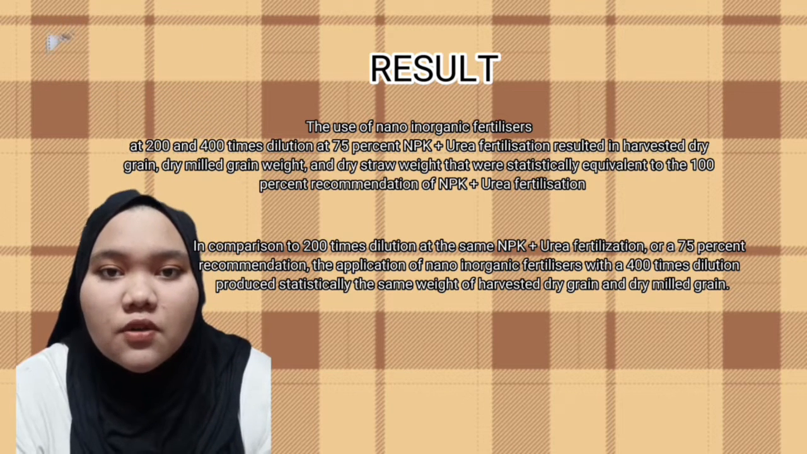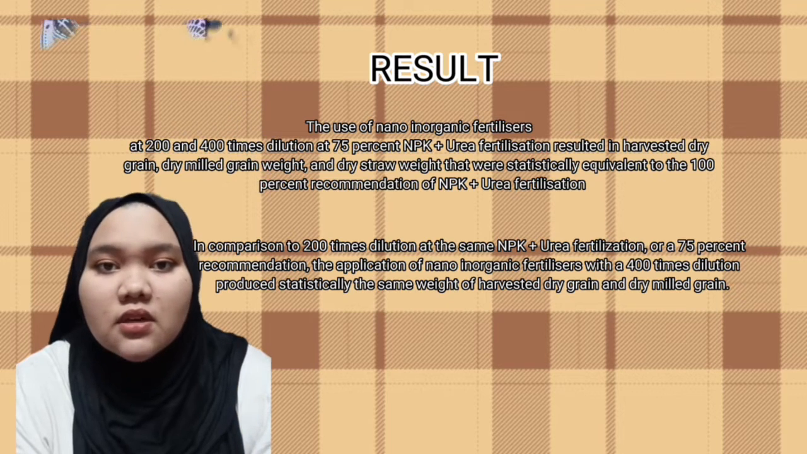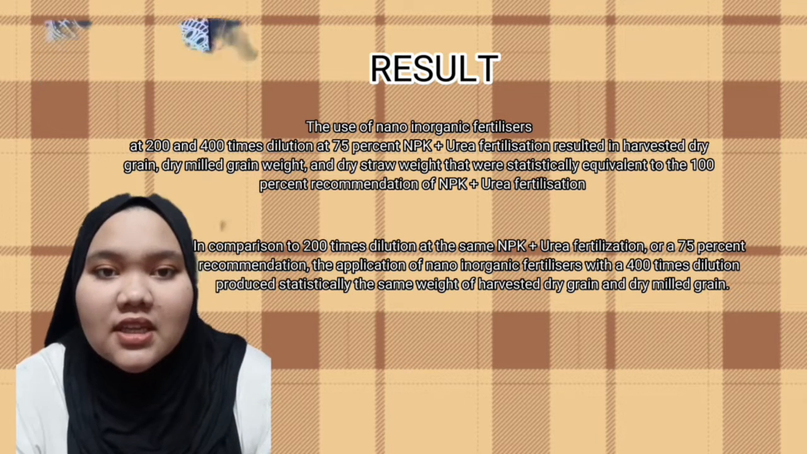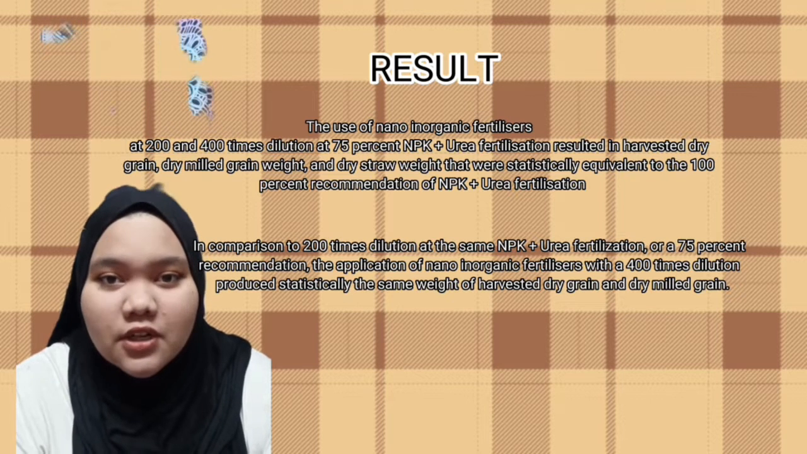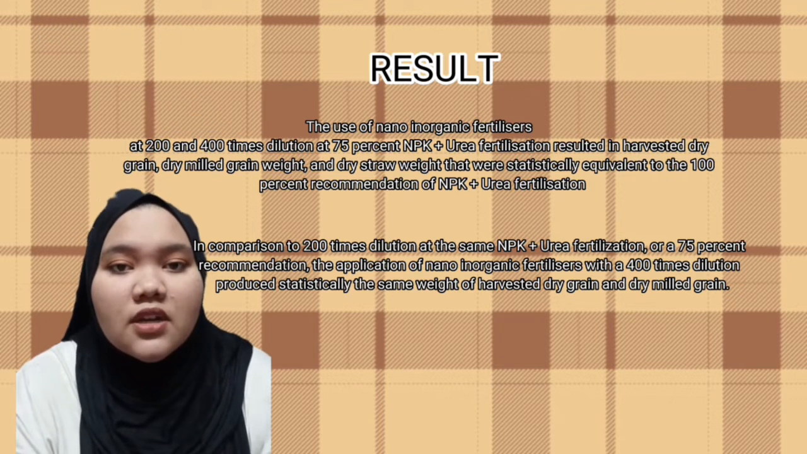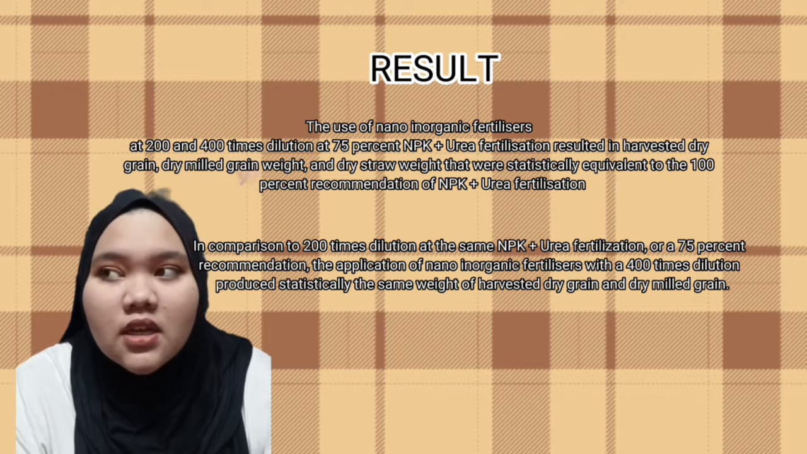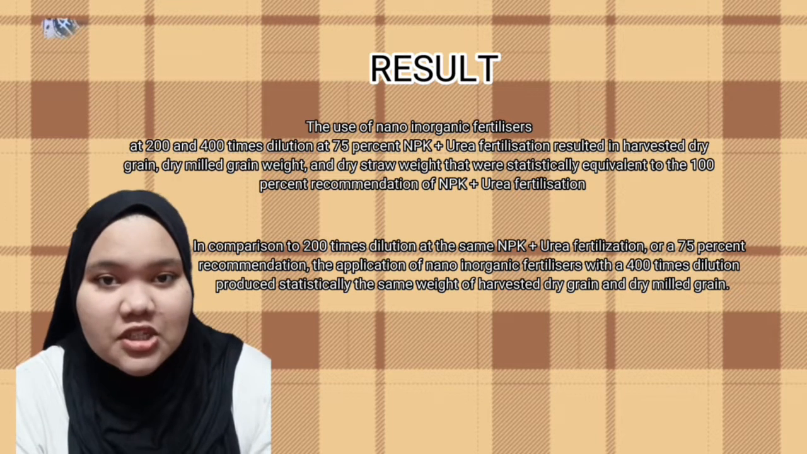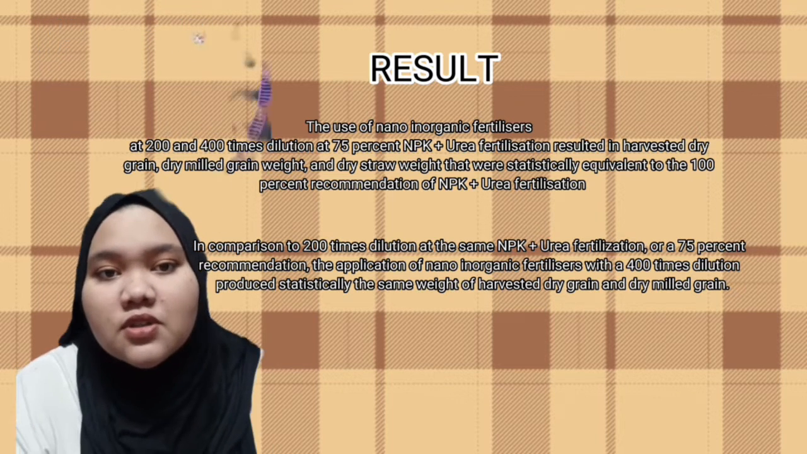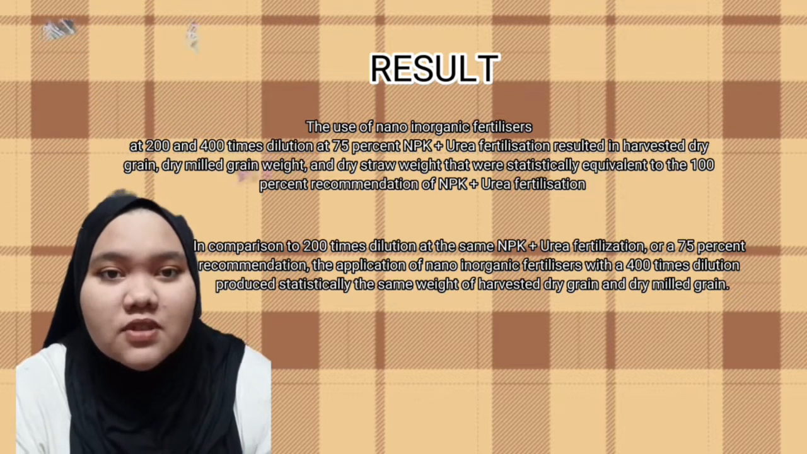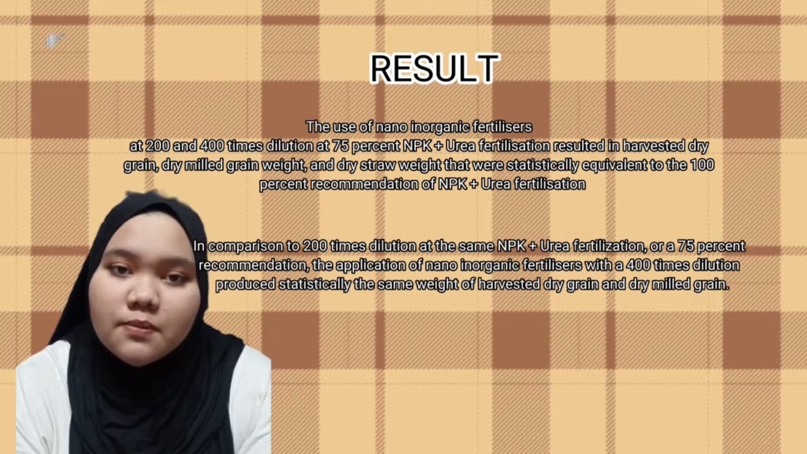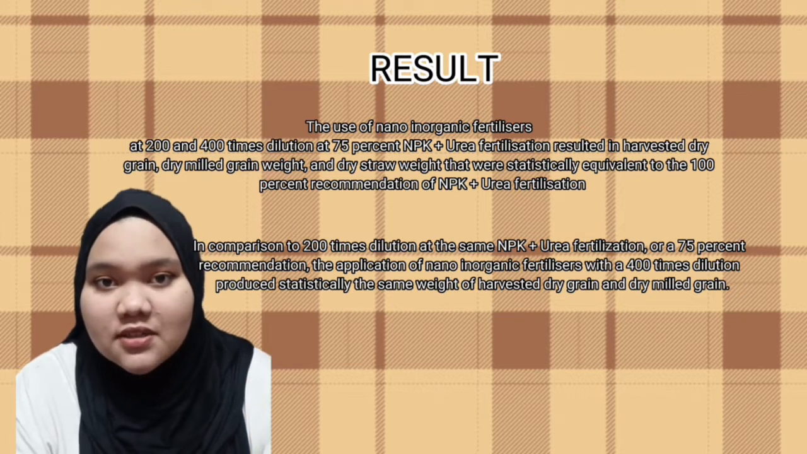In comparison to 200 times dilution at the same NPK plus urea fertilization or a 75% recommendation, the application of nano-inorganic fertilizer with 400 times dilution produced statistically the same weight of harvested dry grain and dry milled grain. The application of nano-inorganic fertilizers with a 400-fold dilution at a 75% NPK plus urea fertilization recommendation, however, produced the highest yield. The efficiency of using NPK plus urea can be increased by 25% by using nano-inorganic fertilizers.